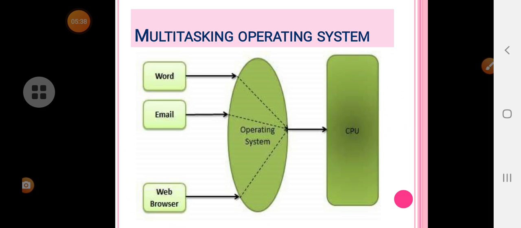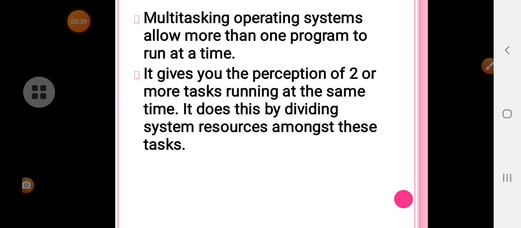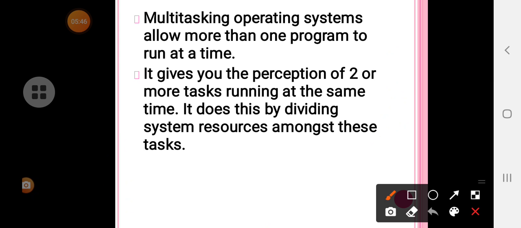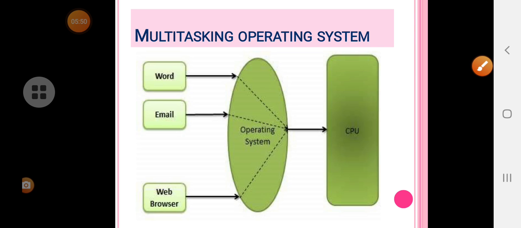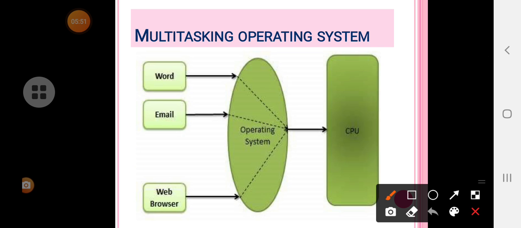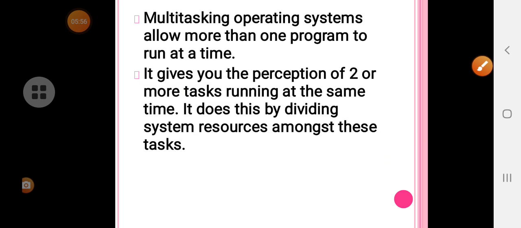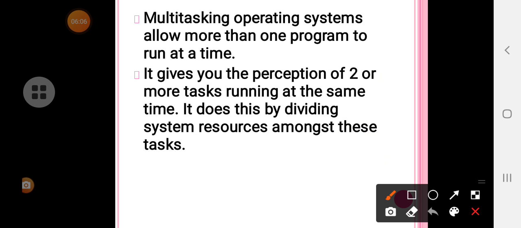I hope you all are understanding. So let me discuss the theory part of it. Multitasking operating systems allow more than one program to run at a time. As I told, there are many programs running at a time, so the operating system assigns all these three programs at a time. It gives you the perception of two or more tasks running at a time.